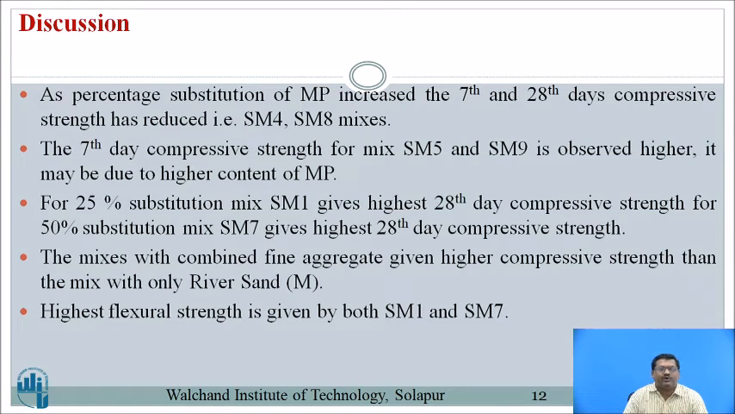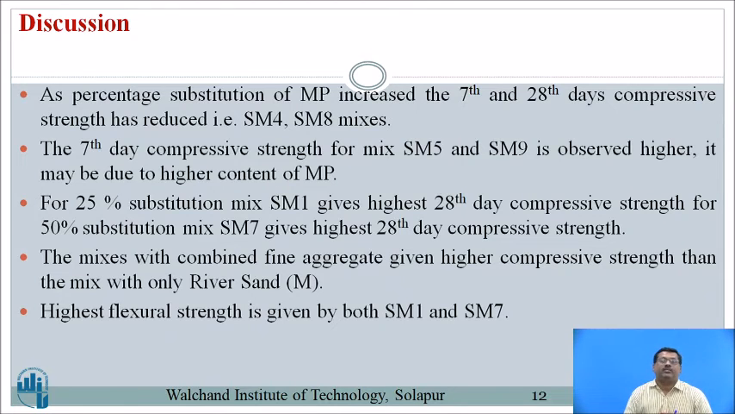As the percentage substitution of marble powder increases, the 7 day and 28 day compressive strengths have reduced. So SM4 and SM8 are mixes in which the 7 day and 28 day strength is reduced. The 7 day compressive strength for SM5 and SM9 is very high, and it may be due to the higher powder content of marble powder. In 25% substitution, the SM1 mix gives the highest 28 day compressive strength, and for 50% substitution, SM7 gives the highest 28 day strength. If you want 50% substitution, go for SM7. If you want 25% substitution, go for the SM1 type of mix.